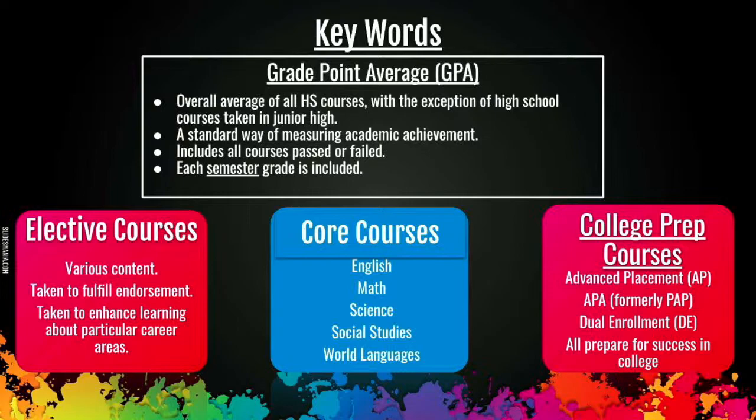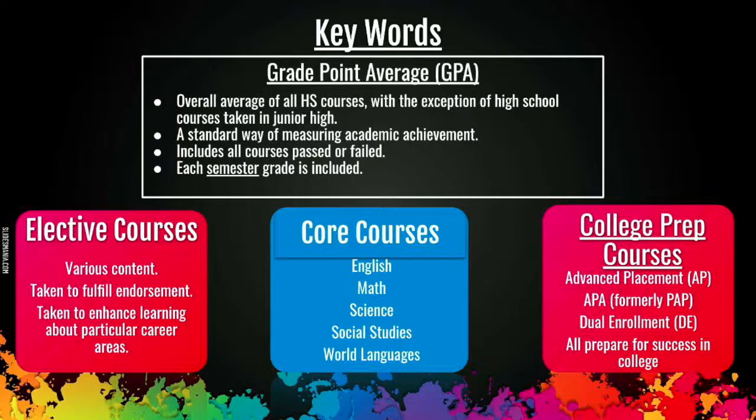And then your college prep courses are going to be your advanced placement, or AP, APA courses, which are formerly pre-AP, and dual enrollment. When we talk about APA courses, those are high school courses, but they're more rigorous and the teacher is going to go more in depth for certain concepts. When we're talking about advanced placement, we're talking about college level rigor for students to be able to earn college credit, barring that they take an exam at the end of the year. And then we have dual enrollment courses, which are college level courses that are given by Alvin Community College.